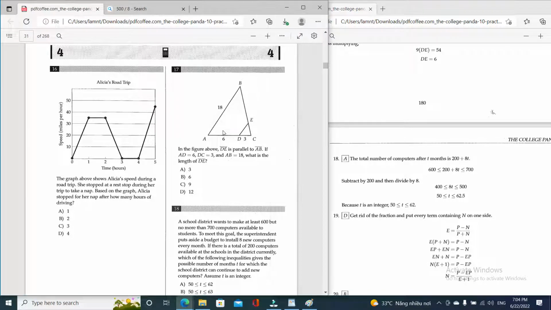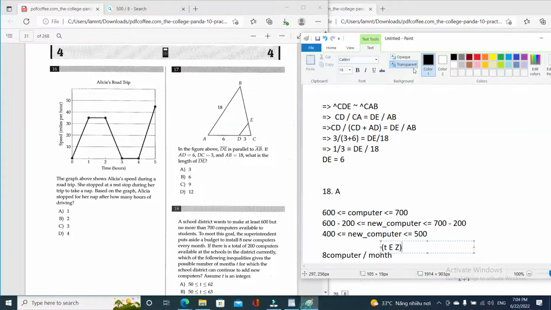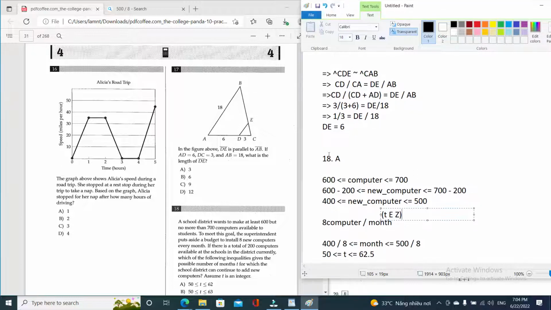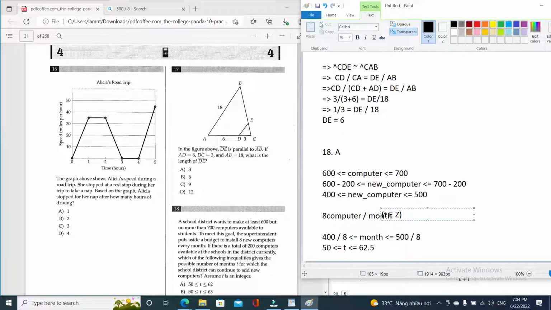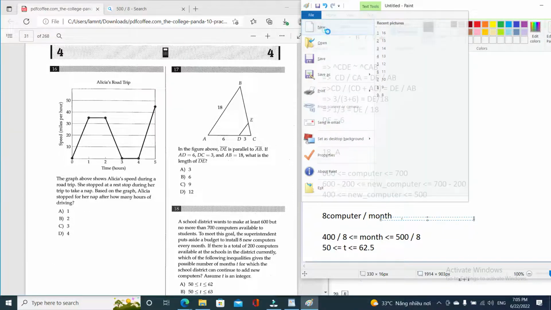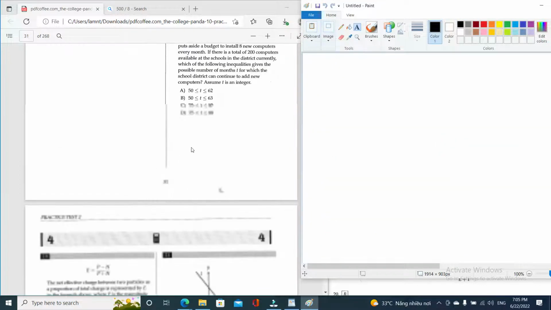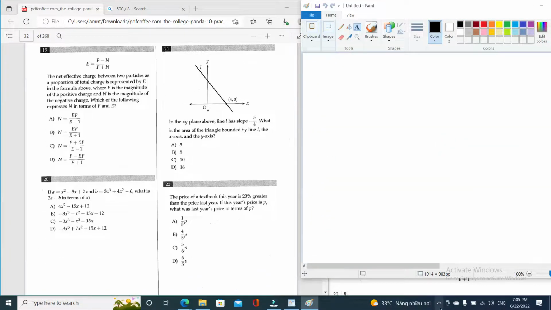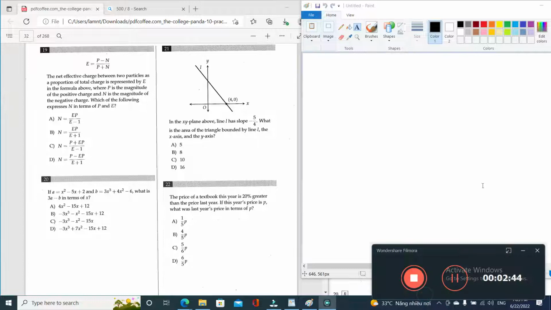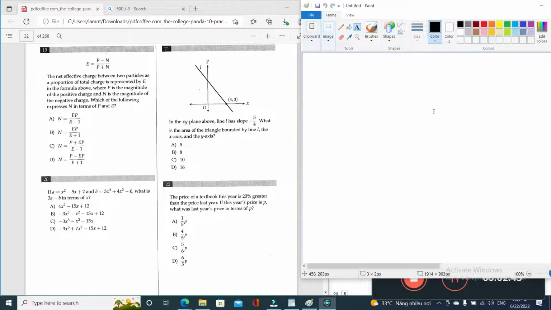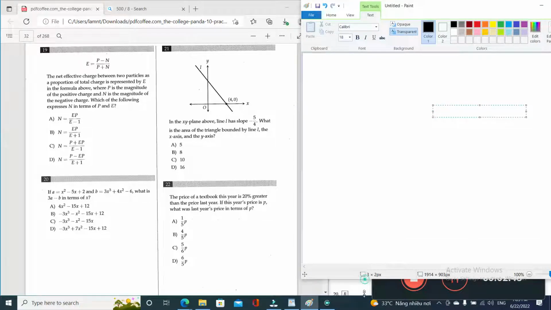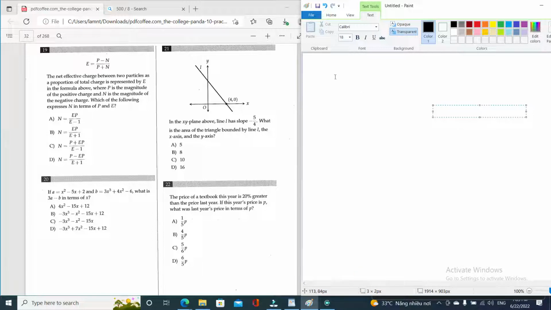Okay, so let's continue from 19. We're going to hide the answer and let's do from 19. There was just some transformation for 19, so let's do it. So 19.